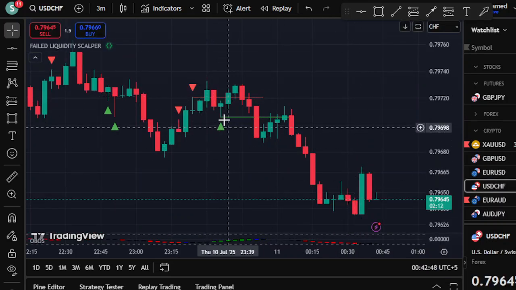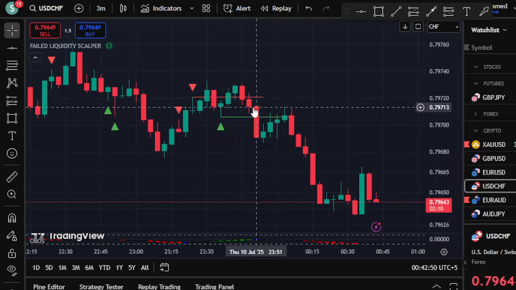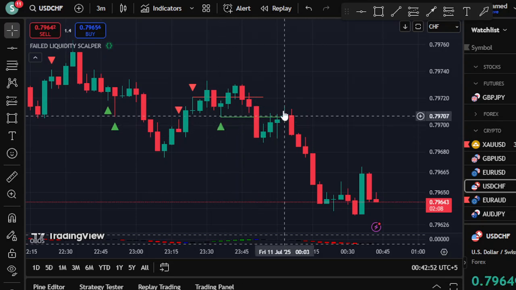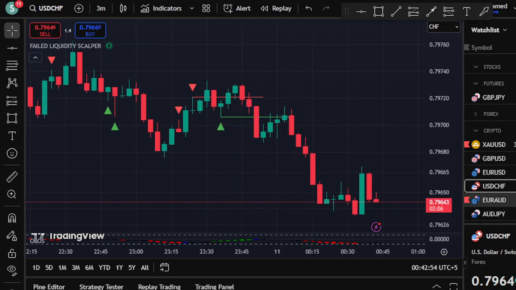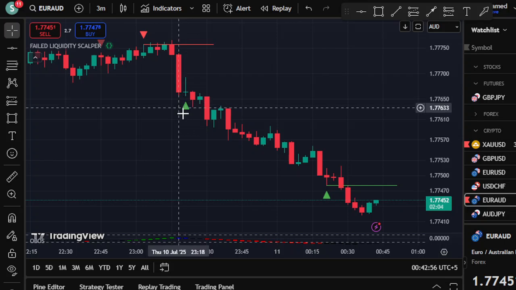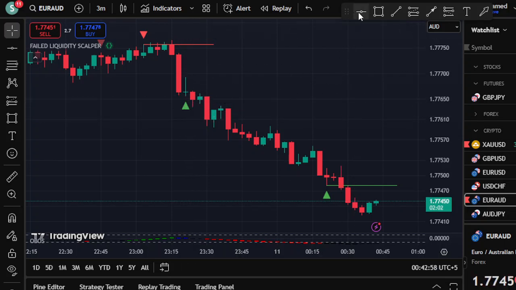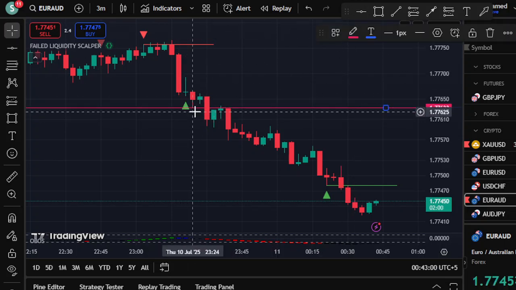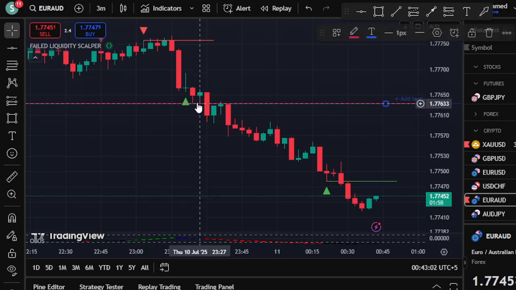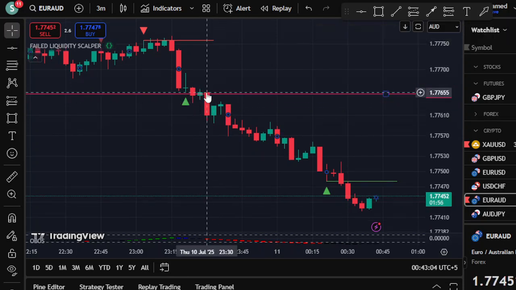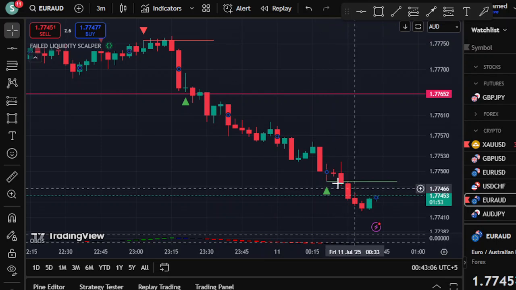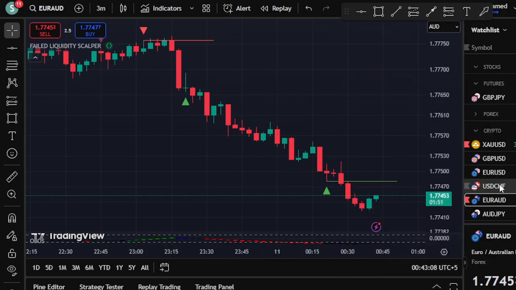Look at USD CHF. The price breaks below the low of the signal candle. Look what happened to the market. The market is down. Let's have a look at Euro AUD. Perfect trade. The market breaks below the low of the signal candle, because this was the low somewhere here. Okay, it breaks below, it was a sell here, and this indicator does not repaint.